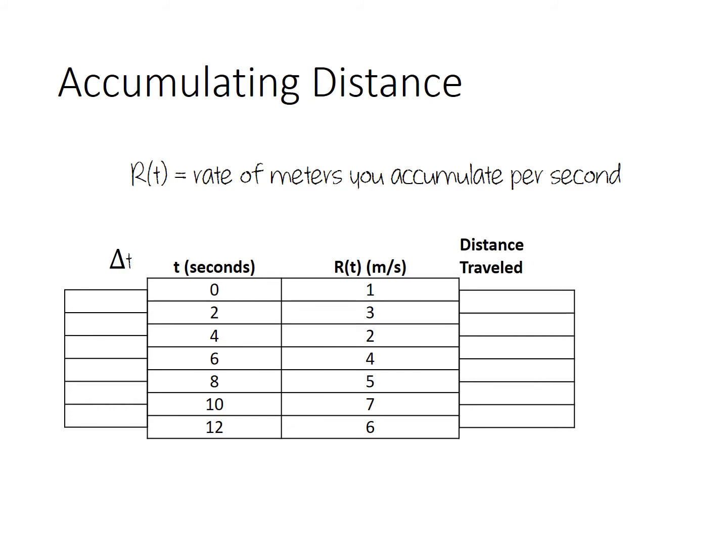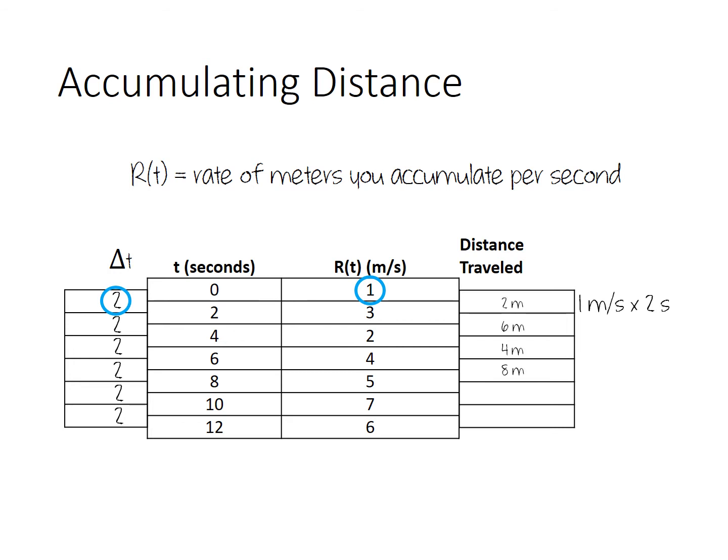So if you look at the first interval from 0 to 2 seconds, that has a change in time of 2 seconds, as do the rest of the time intervals. To compute the distance traveled during that first interval, you could use either the rate at the beginning of the interval or at the end. For now, we'll use the value at the beginning of the interval. So you'd assume that you're accumulating distance at a constant rate of 1 meter per second, and you'd multiply delta t by the rate of accumulation for that interval, which would give you a distance of 2 meters.